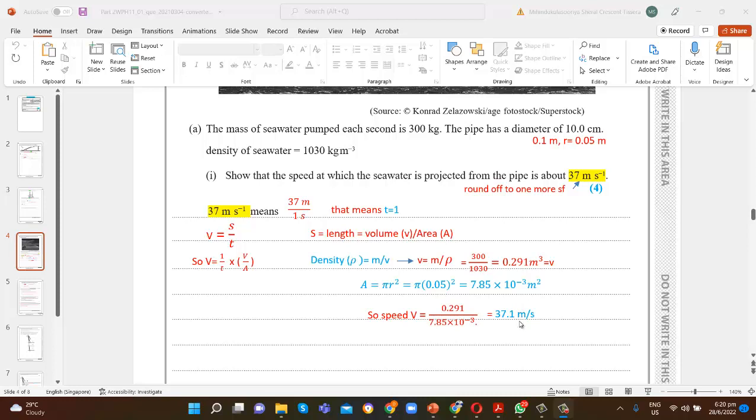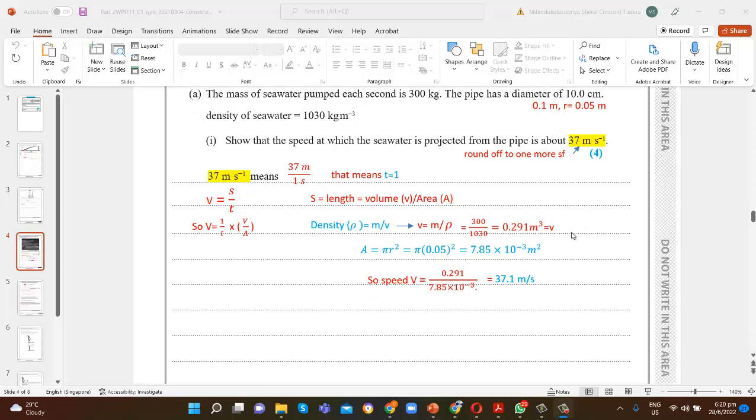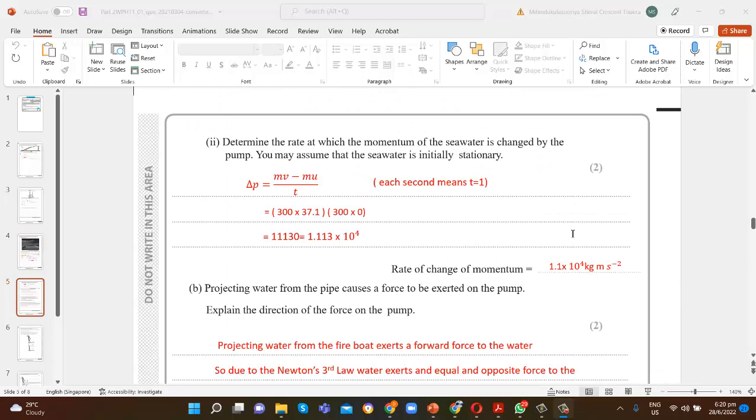So 37.1. Okay, so distance over time, because distance you know, time is per second. So t is going to be 1. So v equals distance. So therefore it is 37.1. So we want to show that speed is 37. So it is almost 37. I hope you understand. So go to number 2.